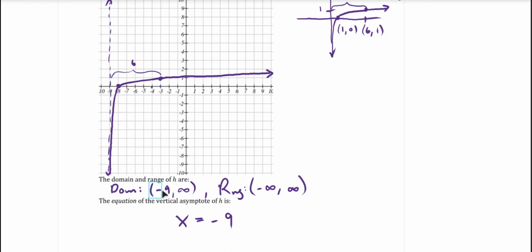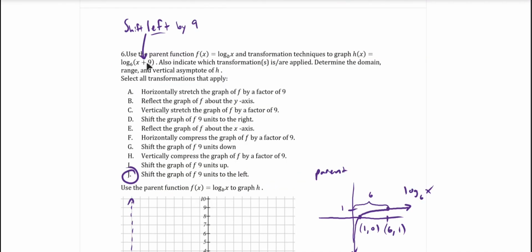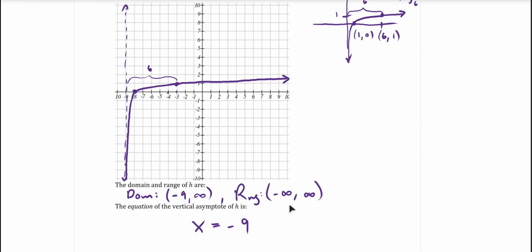What happened to its domain? Well, it's been left shifted from 0 to infinity to negative 9 to infinity. Those are the values which would have x plus 9 greater than 0. The range is still entire, negative infinity to positive infinity. And our equation of the vertical asymptote has gone from x equals 0 to x equals minus 9.